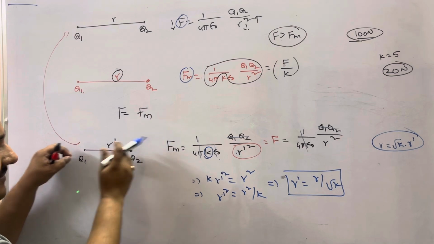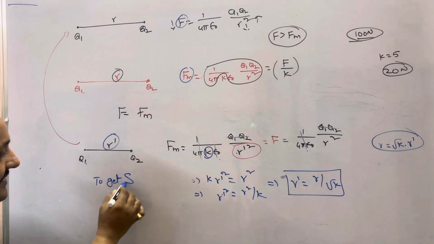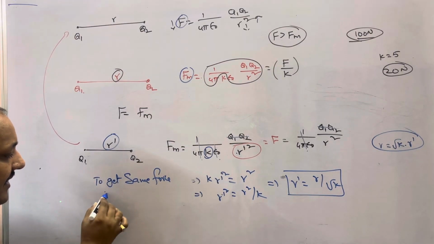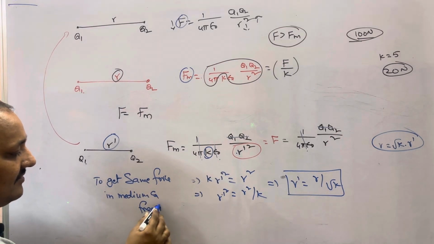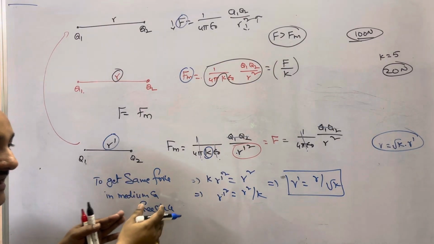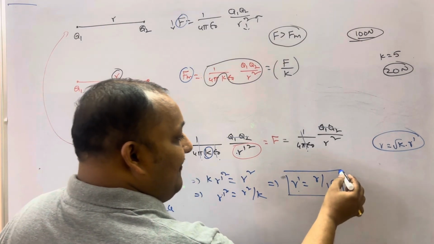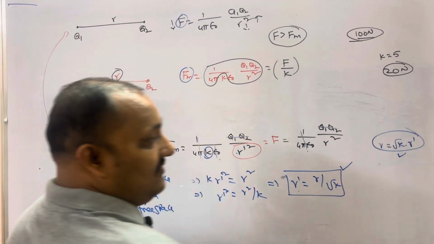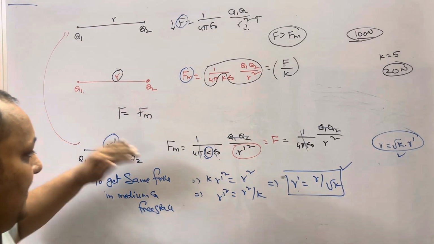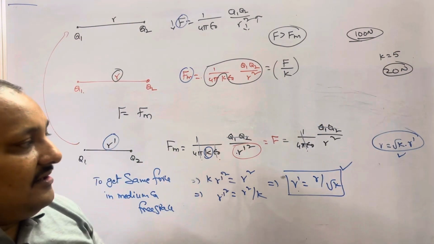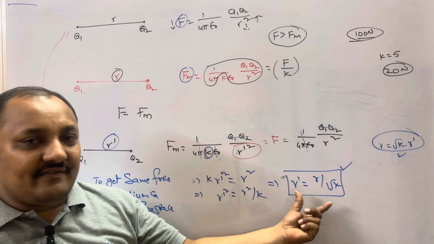Initial separation in medium, r dash, they will give. Then to get the same force, the condition is this one. To get the same force in medium and free space, the same amount of force as in free space should be there in medium. This is the condition. When you have to use this equation is very, very important. So space to medium, r by root K. Medium to space, root K times r dash. You should be very careful about which is r dash while solving the problem. So this is a very, very important equation.